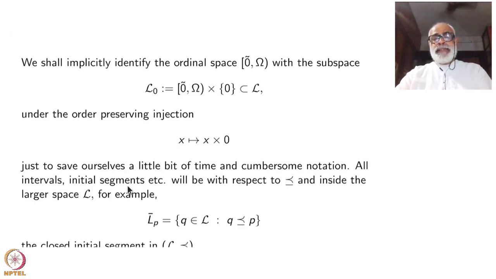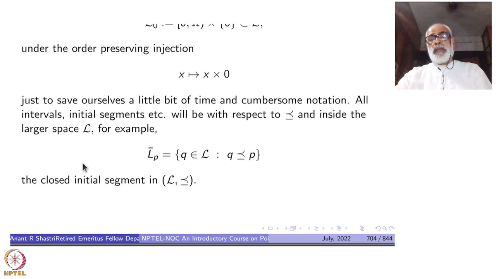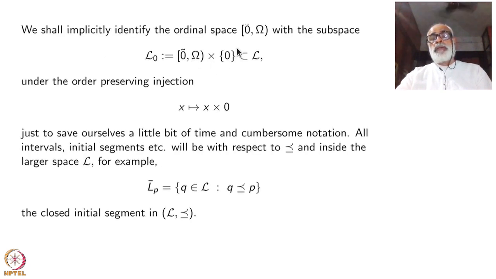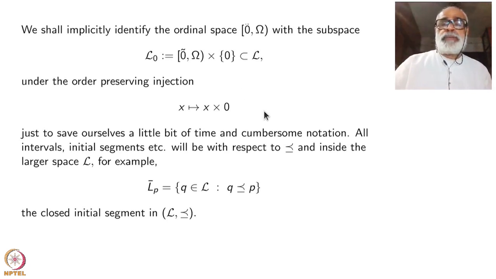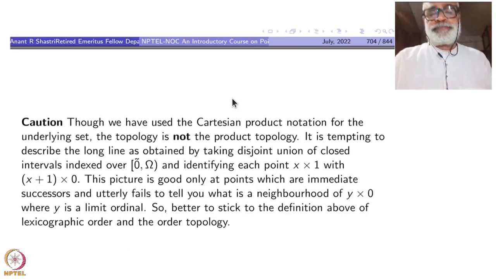All intervals, initial segments, etc., will be with respect to this new order on the product space inside L and inside a larger space. For example, now the left ray of p will denote all the elements inside L. The q itself denotes an ordered pair, right, which you have to write as x cross t or some such thing. But all those q such that q is less than or equal to p, this will be the closed left ray, right? Similarly, closed right ray, all those things with respect to this order you have to take, not with respect to 0 omega or in the 0 infinity. So they are themselves the partial orders, because the extended thing is a lexicographic order.